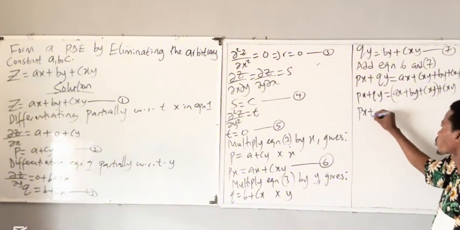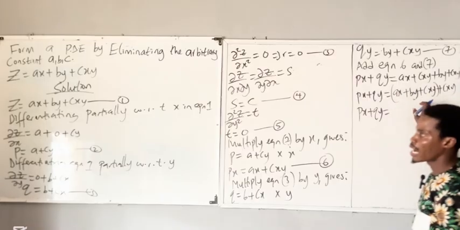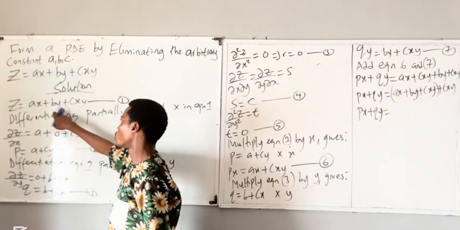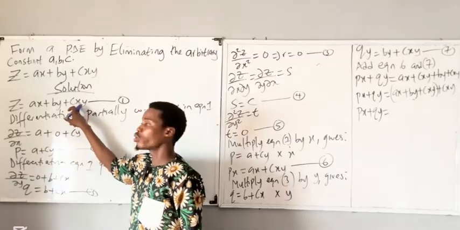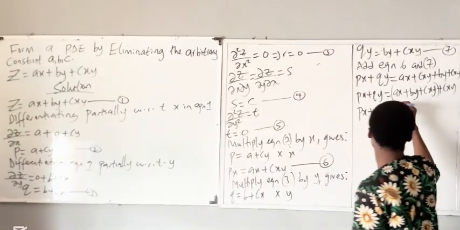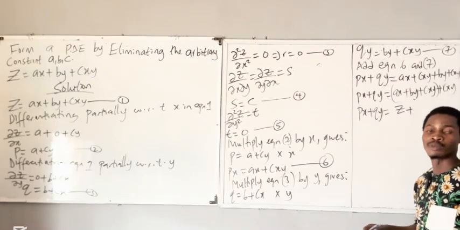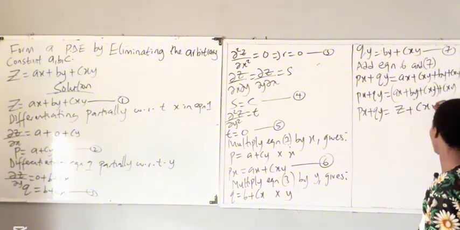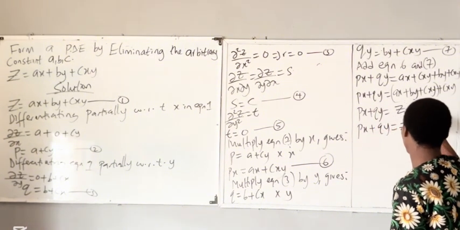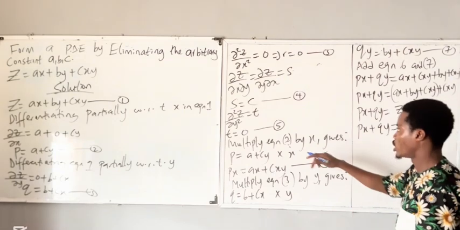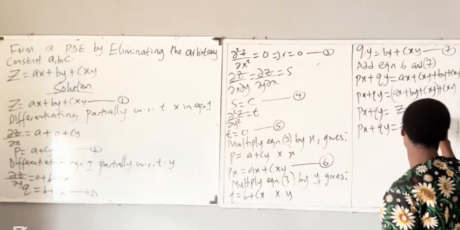So I'm going to have px plus qy is equal to, remember that ax plus by plus cxy, I can find it in equation 1. Ax plus by plus cxy is what? z. It means whenever I see ax plus by plus cxy, I'm going to replace it with z. So here will be equal to z, plus, that is a way we can eliminate the c, plus cxy. So px plus qy is equal to z plus, remember that our c is here in the equation. C is s. It means whenever I see c, I'm going to put s. I'm going to have sxy.